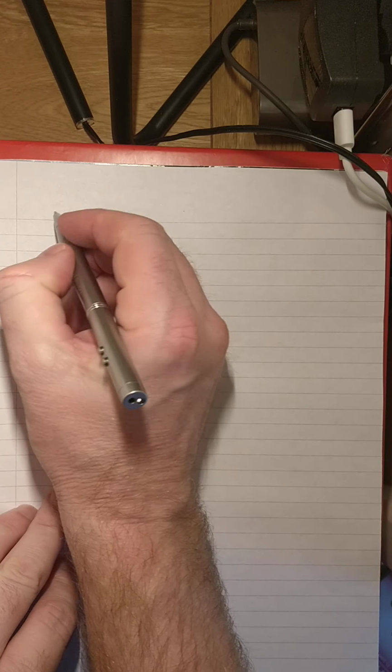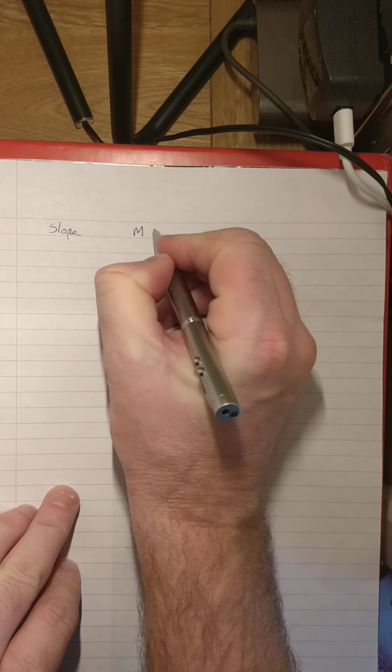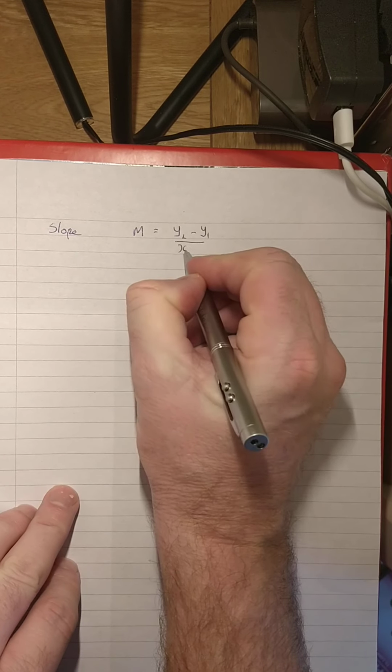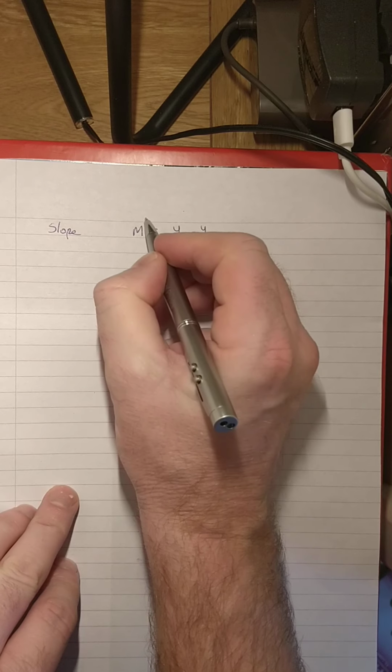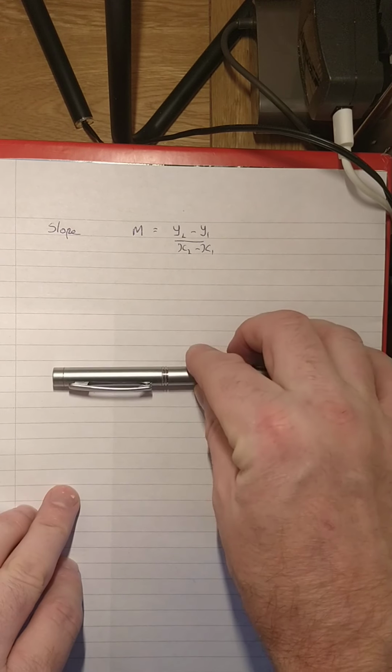Okay, so we're just going to have a quick look at a few more of these formulas, and the first one we're going to look at is the slope formula. The slope formula is m equals y2 minus y1 over x2 minus x1. Now what does the slope mean? Well, the slope means, as you can imagine, like the slope of a hill.